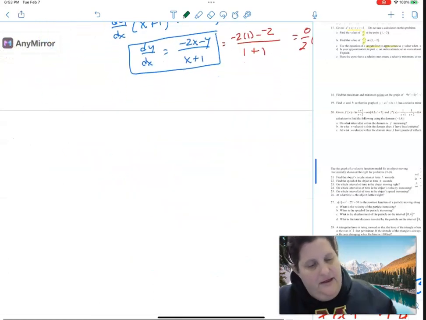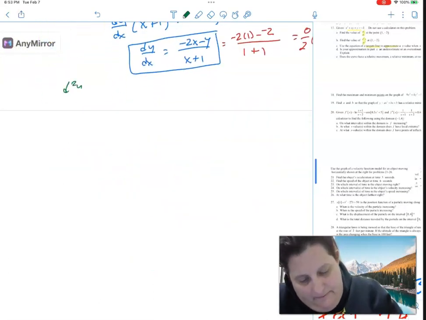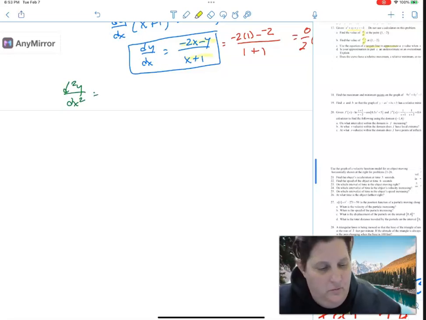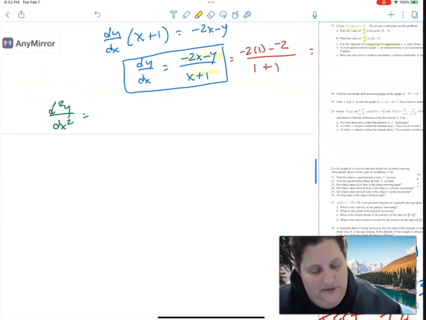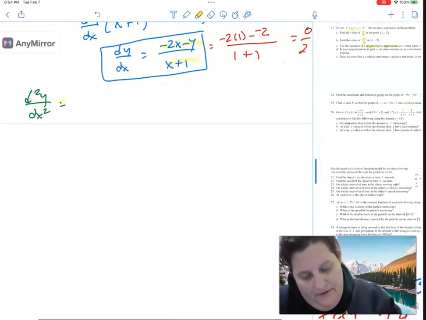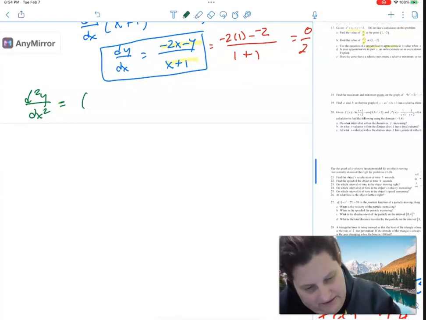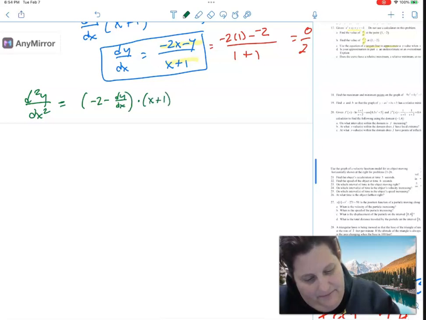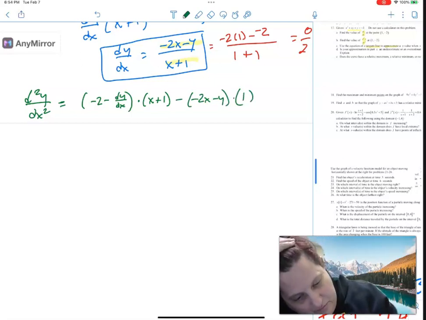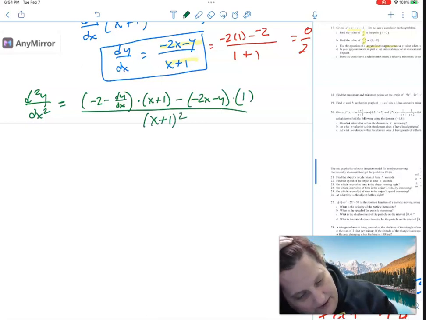All right, perfect. Okay, you guys, my second derivative, I've got to do a quotient rule here. A quotient rule with implicit, which is tricky, but that's okay. Derivative of the top is going to be negative 2 minus dy dx, times the bottom, minus the top, negative 2 minus y, and then the derivative of the bottom, the derivative of x is just 1, all over the bottom squared.